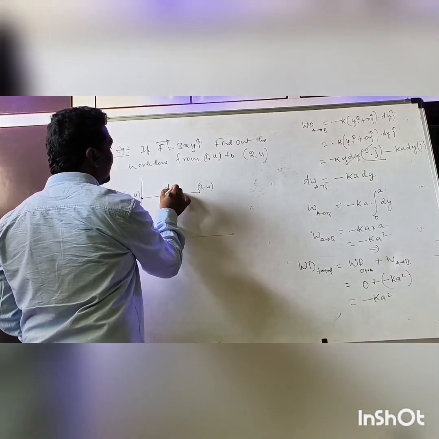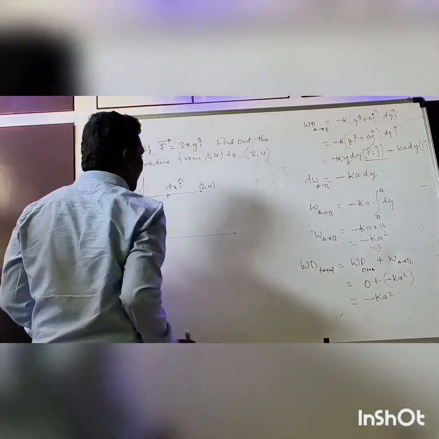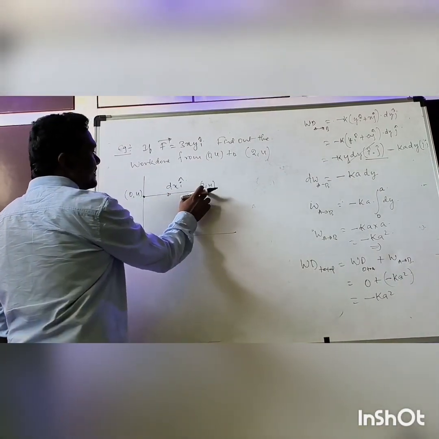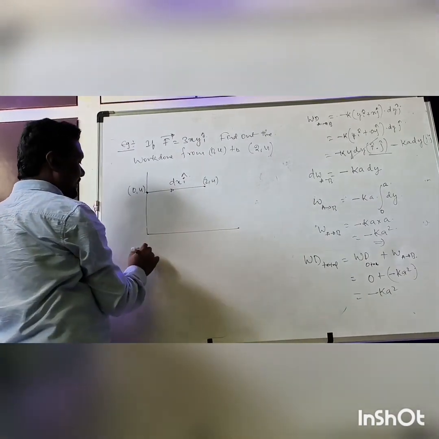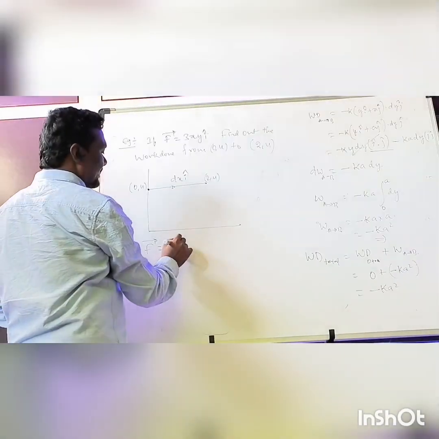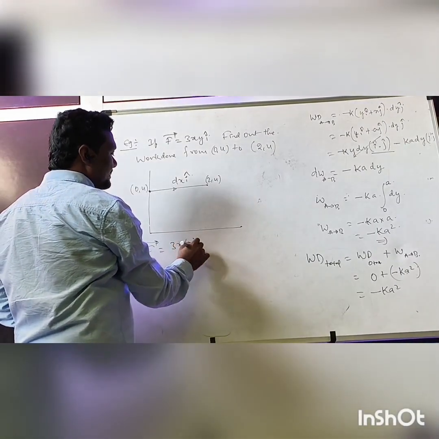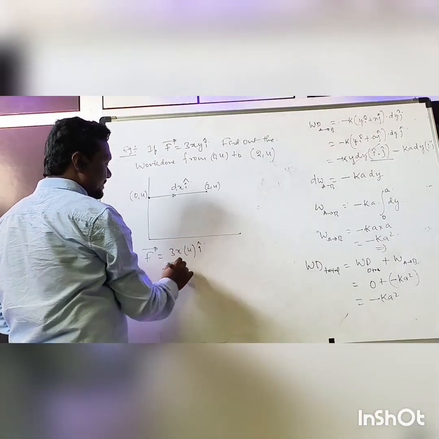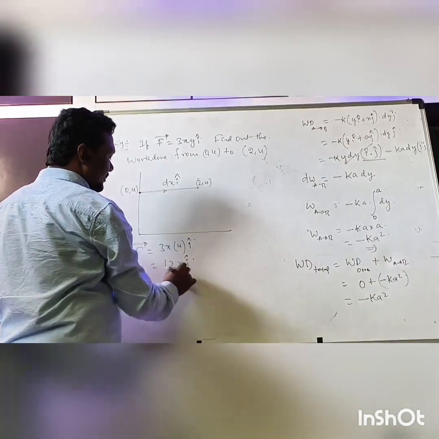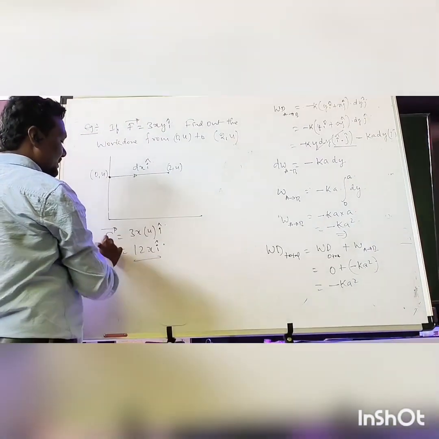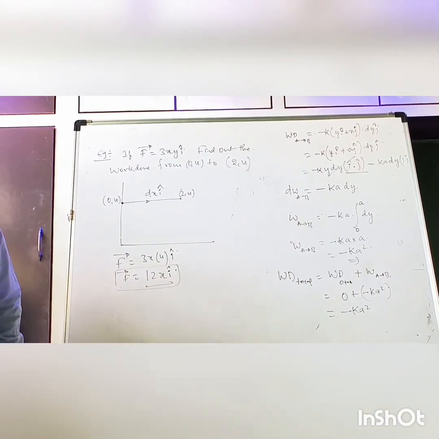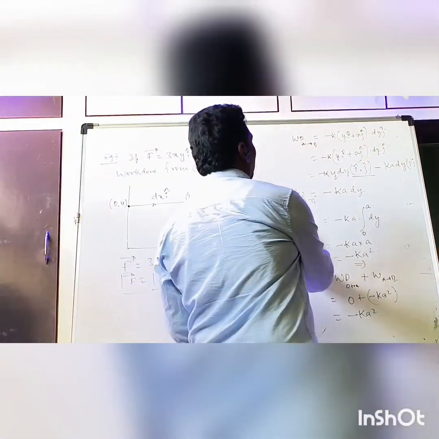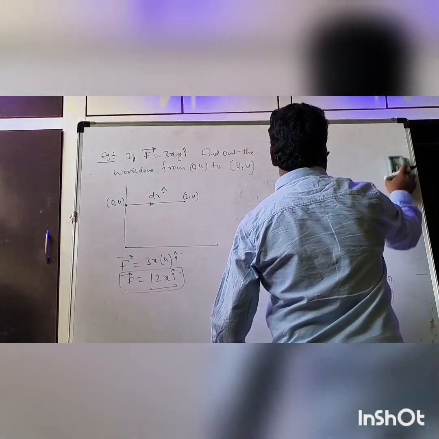I can write the displacement as nothing but dx i cap. So the force is variable in the x direction and the y coordinate is constant. What is the y coordinate? 4. Then I can write F bar is equal to 3x, substituting y, the y coordinate is nothing but 4, that is nothing but 12x i cap. So the force is variable in the x direction, which is equal to 12x i cap. Now here we have to find the work done.